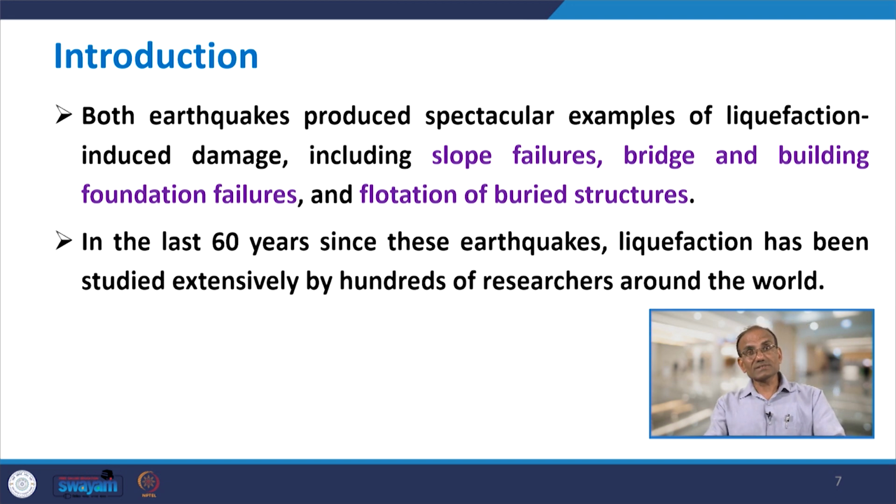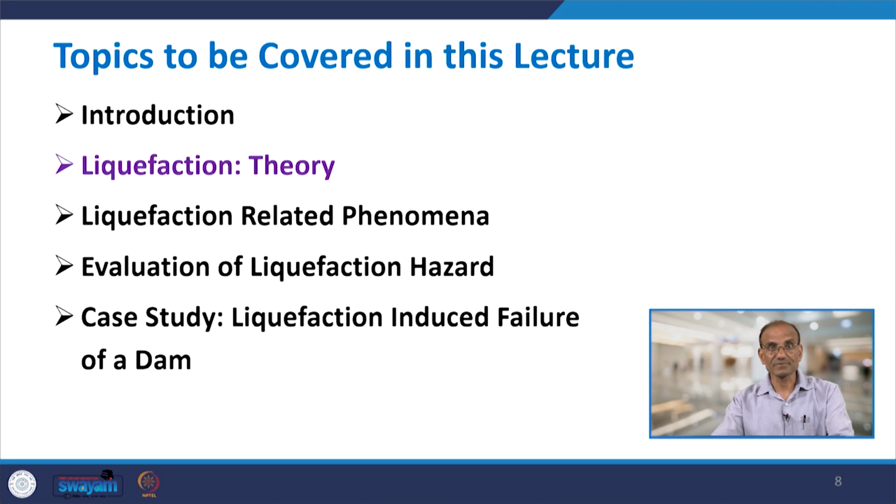So, both these earthquakes have produced spectacular examples of liquefaction-induced damages, and those damages include slope failures. When the slope failed, in both Alaska and Niigata, there was a huge landslide, but many of the landslides were attributed to the liquefaction. Then failure of foundations, bridges and buildings, and flotation of buried structures. So, these were some of the outcomes of these earthquakes, and as I mentioned, in the last 60 years a lot of studies have been done worldwide by hundreds of researchers around the world.